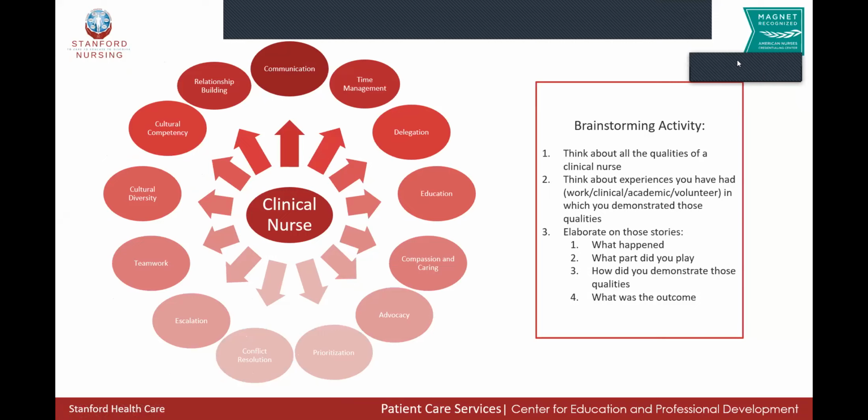So you want to think about those stories. We're going to start your brainstorming activity. You're going to think about all the qualities of a clinical nurse. Think about some experiences, have the traits clustered up. Think of some experiences that you can elaborate on, and focus on what happened, what did you do, what part did you play in it, how did you demonstrate these qualities at a high level, and what was the outcome. So we really want to hear those stories.